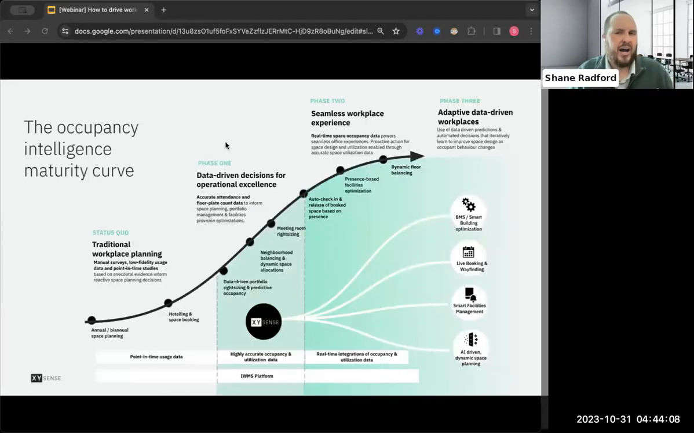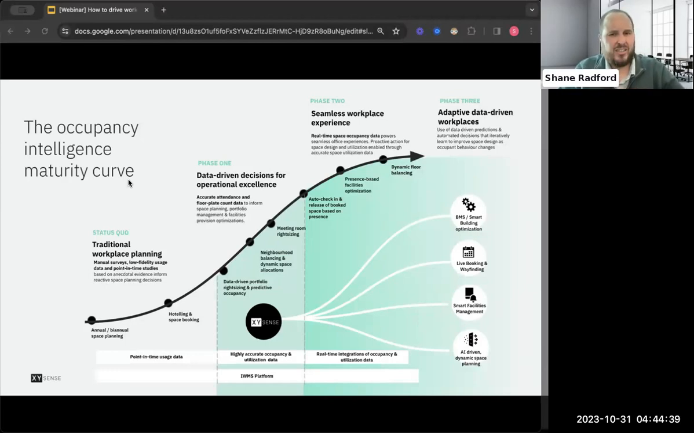Now that we've gone through the why and a few case studies, it's worth taking a moment to sense check the maturity of your own workplace data strategy. A few questions to ponder throughout the rest of this presentation and over the next few days are: how do you currently measure occupancy and utilization in your workplace? How difficult is it to access, combine, and interpret this data? Do your systems support real-time occupancy data capture? Is your data integrated and serving multiple use cases in your organization?